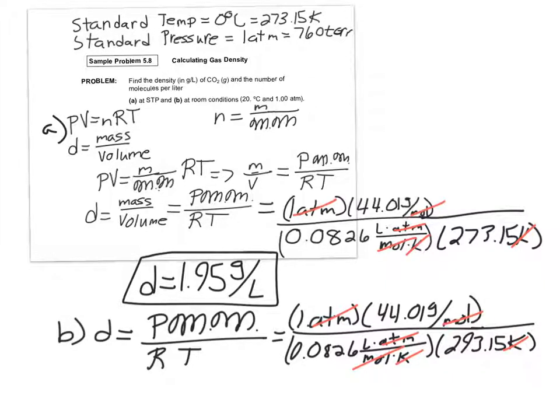All right, so let's do our math now and see what this new density is going to be. 44.01 divided by R times 293.15. All right, so I got the new density at room conditions is going to be 1.82 grams per liter. So what does that tell you, right? Density is dependent upon temperature. That's the only thing that changed here was temperature. So that's going to be important.